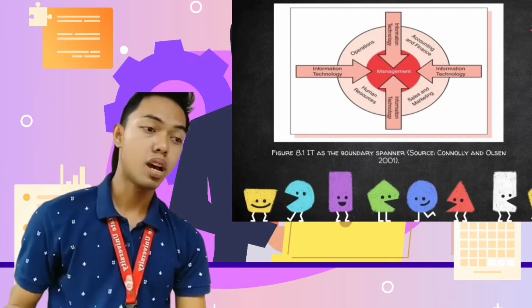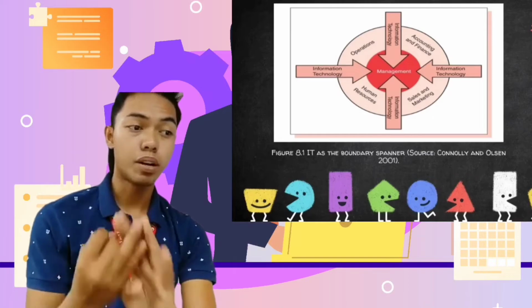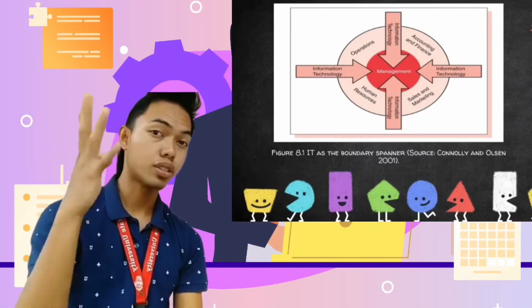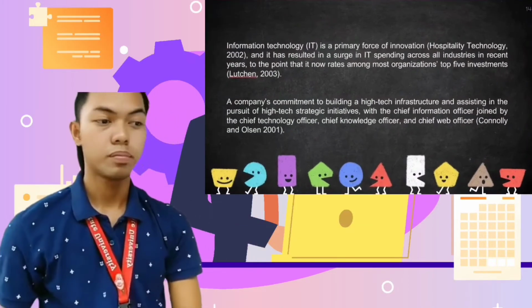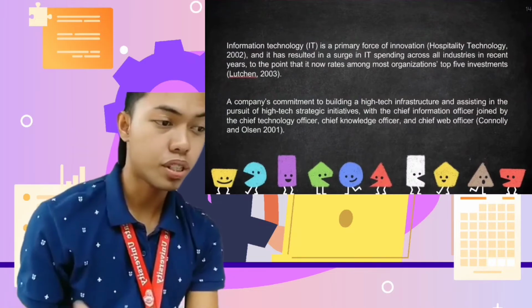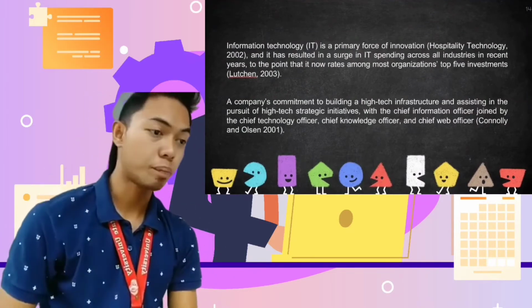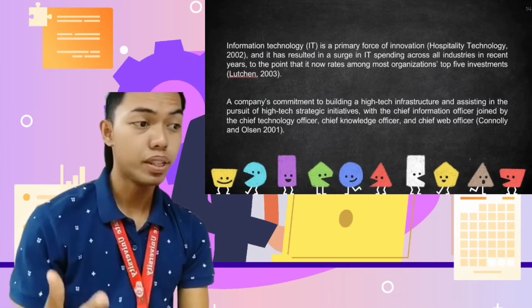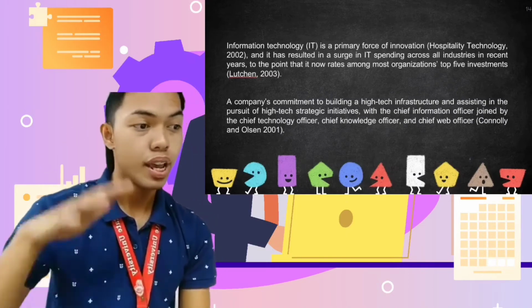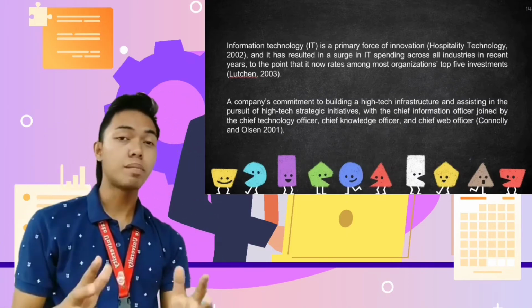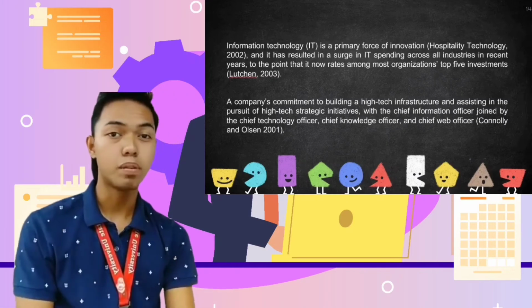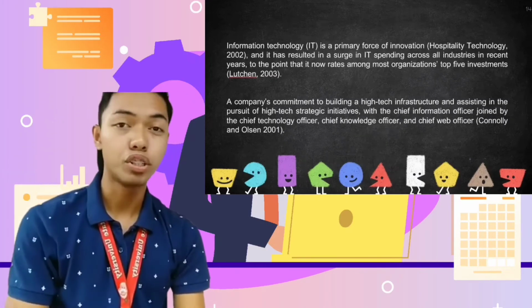And these branches are accounting and finance, sales and marketing, human resources, and operations. Next slide po. Ayan, sabi daw po dito is, information technology is a primary force of innovation. Lots of companies are building high-tech infrastructures and high-tech strategic initiatives. Wala na naman akong company ngayon ang nagmamanual. Dito po, lahat po tayo ina-apply po natin yung information technology.